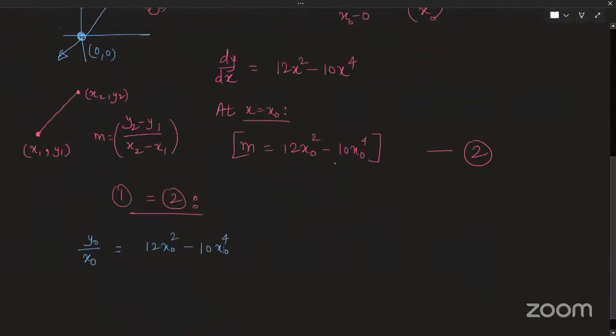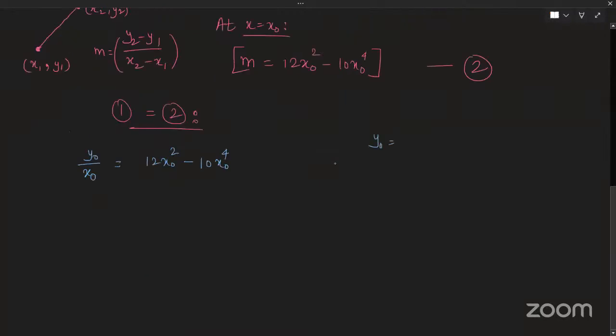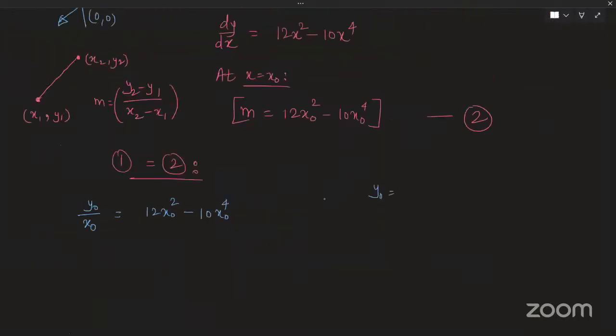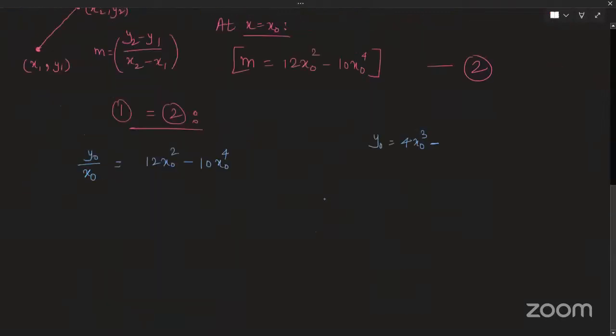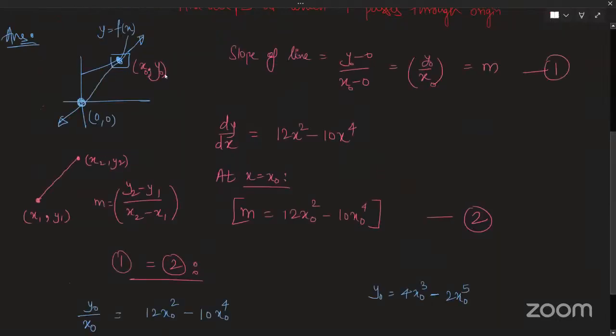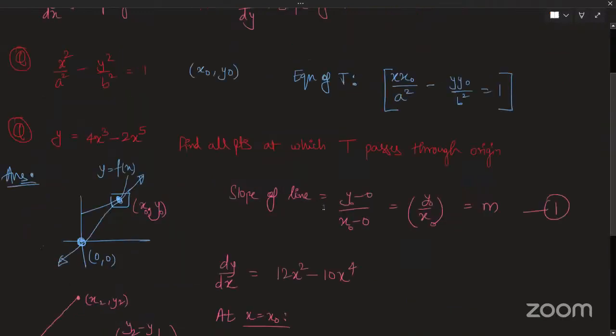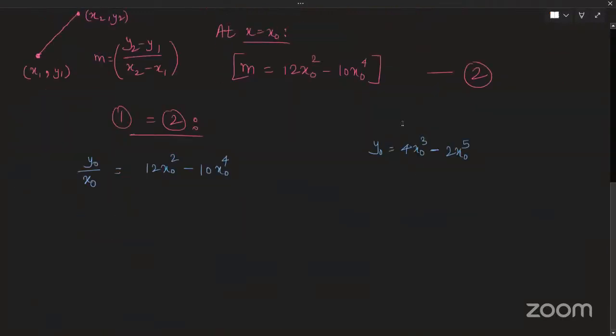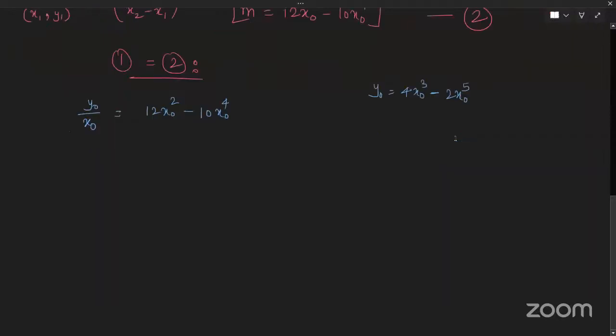Okay, so y naught is 4x naught cube minus 2x naught raised to 5, right? Because y naught is basically what? Y naught is the y coordinate when x is equal to x naught. So obviously y naught will be equal to this when I input my x coordinate as x naught.